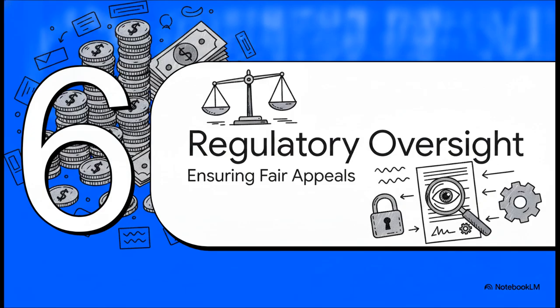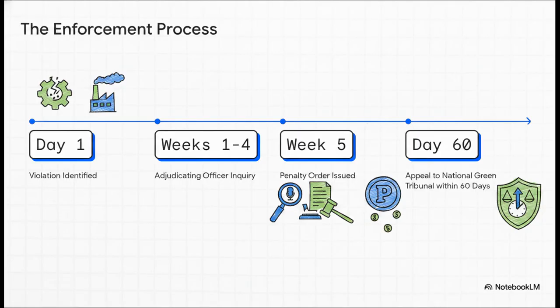Finally, Section 6, regulatory oversight and appeals. Now, if we're swapping out jail time for financial penalties, oversight becomes absolutely essential. The government appoints specific adjudicating officers who wield some serious power. They can summon witnesses, demand documents, conduct inquiries under oath, the whole shebang. Once a penalty is issued, the system stays fair by letting any aggrieved party appeal to the National Green Tribunal. But they have to move fast. There's a strict 60-day window to file that appeal.